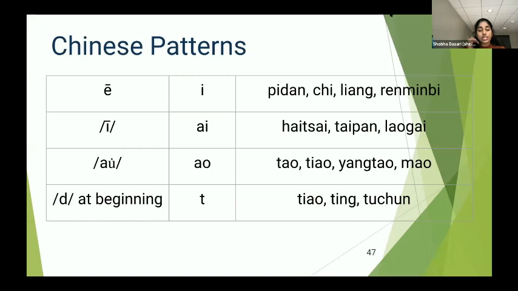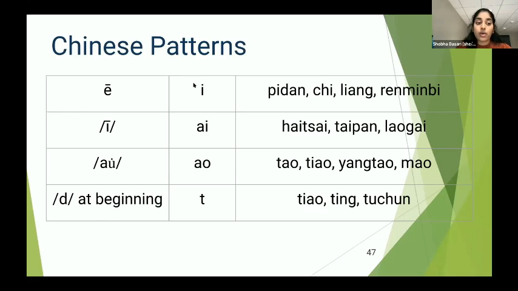Okay, next language we have is Chinese. A couple of language patterns here: you have the E sound, which is spelled as an I. That's actually pretty common for a lot of East Asian languages, Chinese, Japanese, anything else that comes up. So pidgin, chi, liang, renminbi. That E sound is spelled with an I.